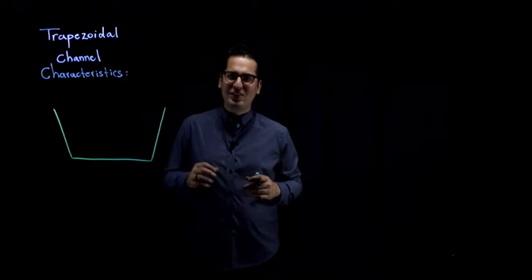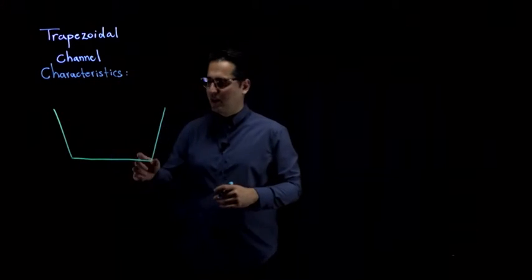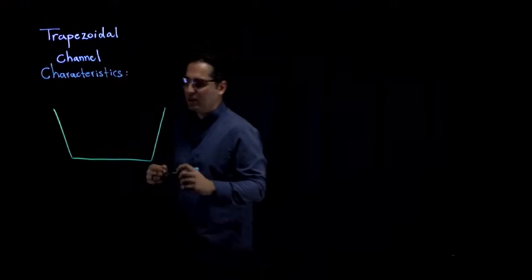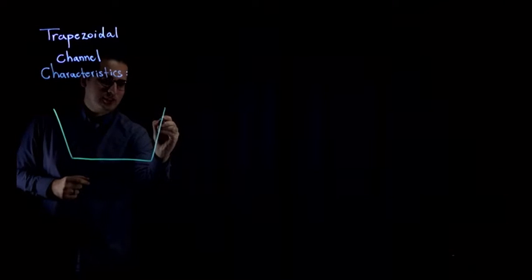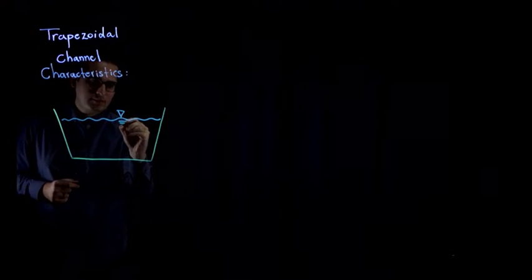In this short video, I'm going to talk about different physical characteristics of a trapezoidal open channel. All right, this is our trapezoidal open channel. I'm going to say that this is the surface of water. I'm going to show it like this.